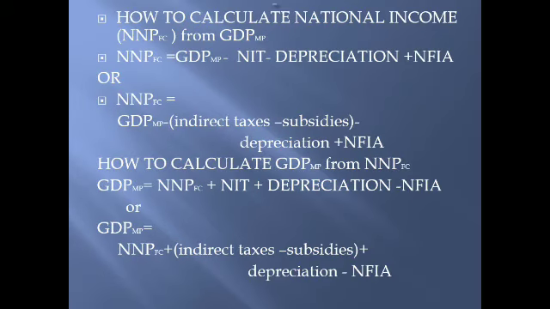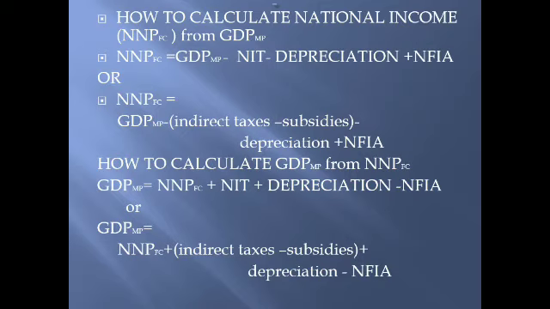Now let us see how to calculate national income from GDPMP. National income is NNPFC. How to calculate NNPFC from GDPMP? You see the formula here what I have mentioned. That is NNPFC is equal to GDPMP minus NIT minus depreciation plus NFIA.